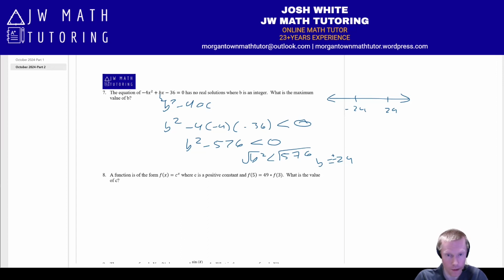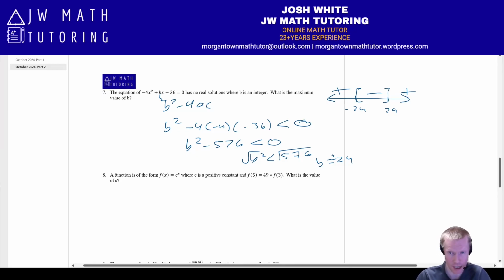And basically what you're going to see is if you pick a number that's between these, like pick 0 and plug in 0, well, 0 squared is 0, minus 576 is less than 0. So this is going to be negative, and out here, it's going to be positive. So essentially, the values we're looking at are the ones in between negative 24 and positive 24.